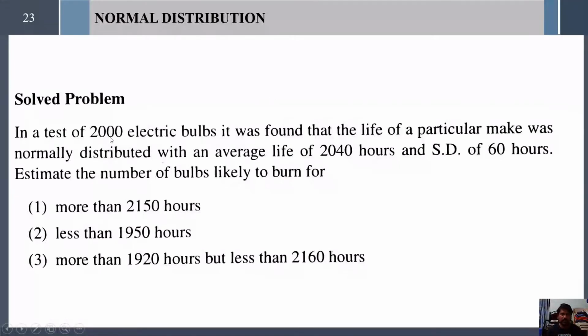In a test of 2000 electric bulbs, it was found that the life of a particular make was normally distributed with an average life of 2040 hours. Average life is nothing but the mean value, that is the mu value. Mu equals 2040 hours, and the standard deviation is 60 hours.